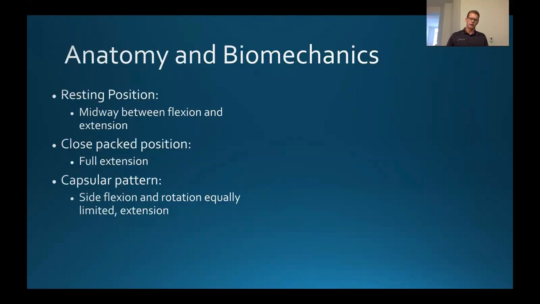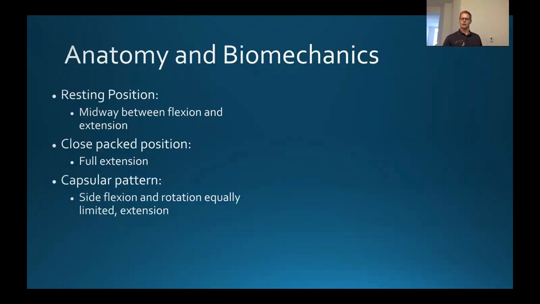Last slide here on anatomy and biomechanics is just some general information about the cervical spine. The resting position is going to be midway between flexion and extension. So just right here in this position, I have good mobility in all directions. If I go fully back into extension and try to rotate, I have less mobility because that's the closed pack position. So there is the least approximation of structures in that resting or open pack position. Closed pack is where there's approximation of structures, limited mobility, so that is full extension of the cervical spine.